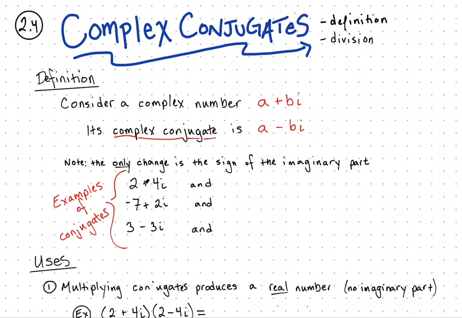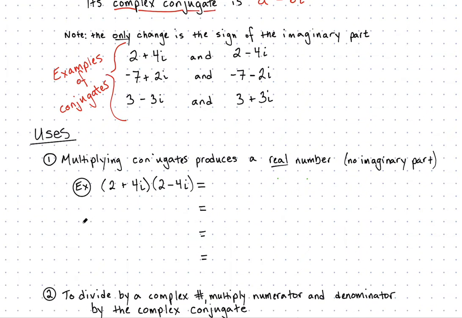So here are three examples of complex conjugates. Our first one is 2 plus 4i, and its complex conjugate would just be 2 minus 4i. So changing the sign on the imaginary part. Negative 7 plus 2i, its complex conjugate would be negative 7 minus 2i. And finally, 3 minus 3i, its complex conjugate would be 3 plus 3i, changing that sign. So finding conjugates is actually pretty simple. You just change that sign on the imaginary part.